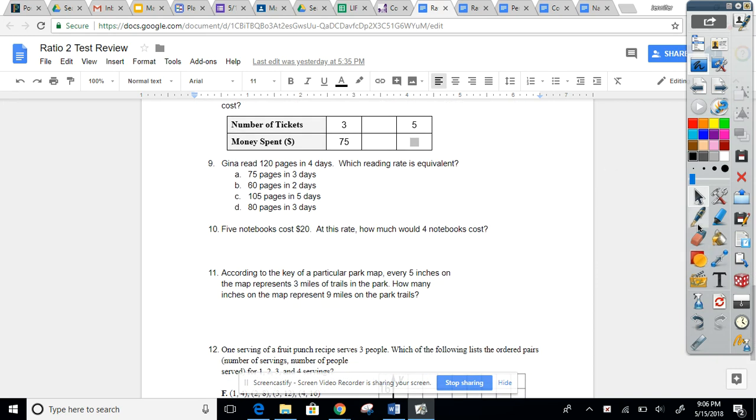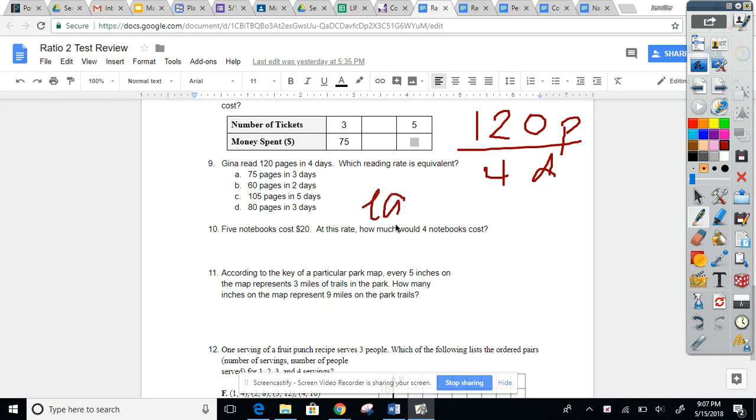It says Gina read 120 pages in 4 days. So I'm going to write my ratio. I like to write it as a fraction. 120 pages is 4 days. Okay, I'm going to use D for days. Okay, it says which is an equivalent ratio. Equivalent, it looks like the word equal.